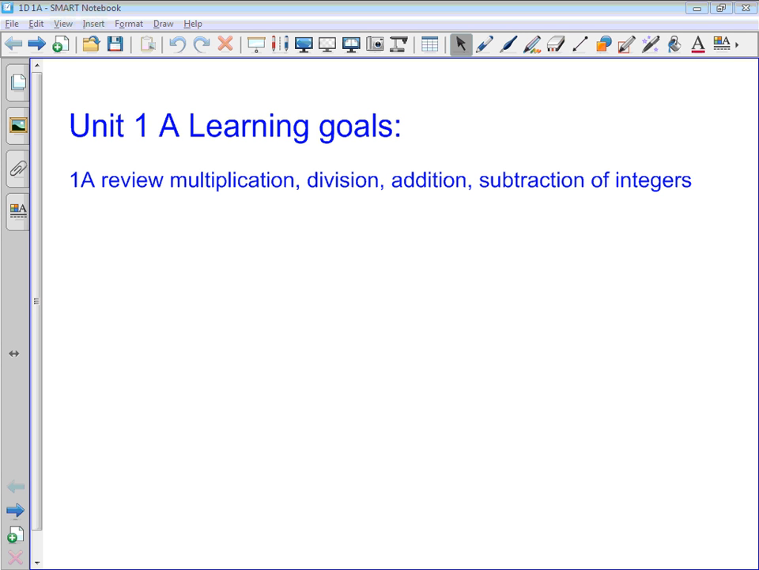Okay, so as I mentioned, this is going to be our first lesson here. This is from Unit 1, Box A, out of that first learning guide. We are doing a little bit of a review of integers here. So we're going to look at multiplying, dividing, adding, and subtracting integers.